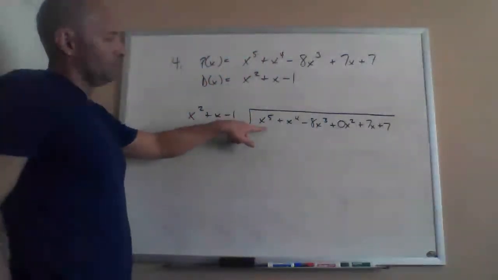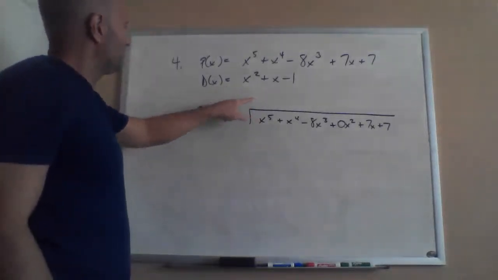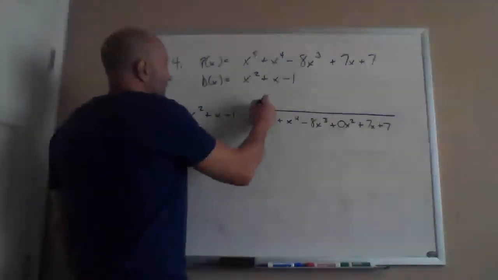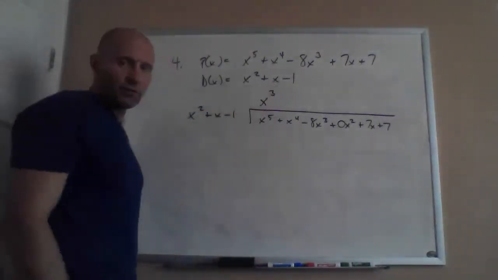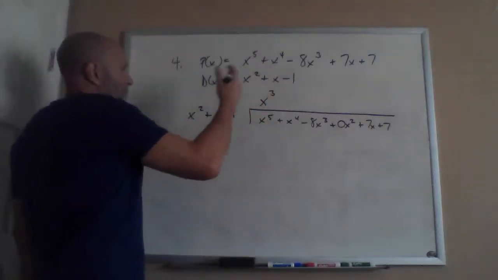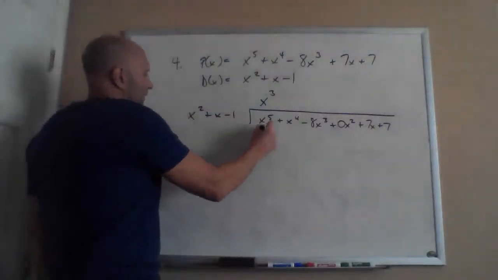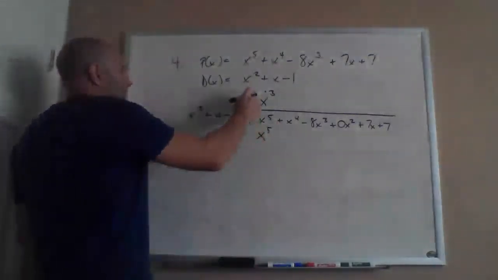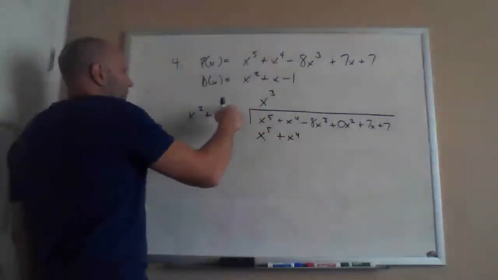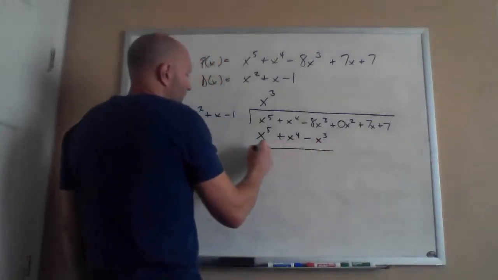So using our exponent rules, we need to figure out what value is going to go up in here so that when I multiply it by x squared, I get x to the 5th. And that's going to be x to the 3rd power. So just like long division with numbers, do the same thing. X to the 3rd times x squared is x to the 5th. X to the 3rd times x is x to the 4th. X to the 3rd times negative 1 is minus x to the 3rd.